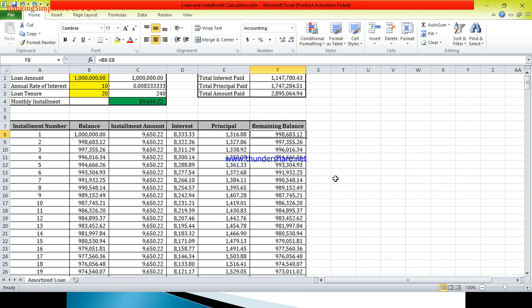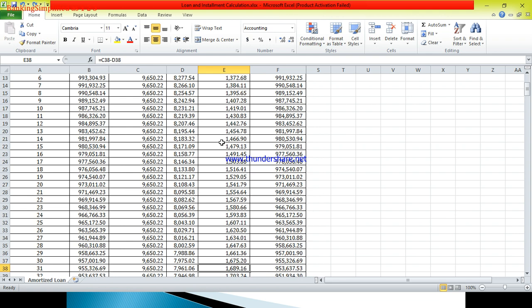So again we will calculate the interest for the 1 month, which comes to 8,322, based on the same formula. So here the principal amount gets increased: principal amount is 9,650 minus 8,322, that gives us a value of 1,327. So if you see, our interest amount has decreased from the first installment. Principal amount has increased a bit from the first installment. This calculation keeps on going.